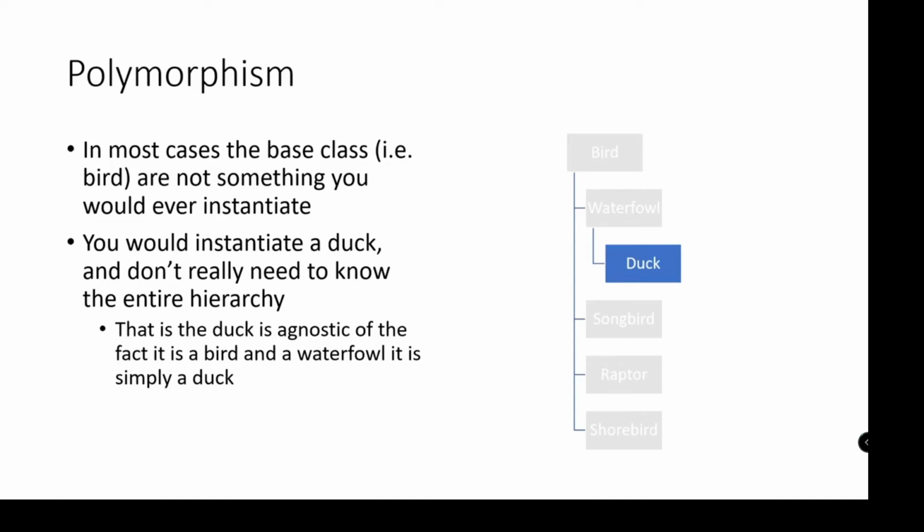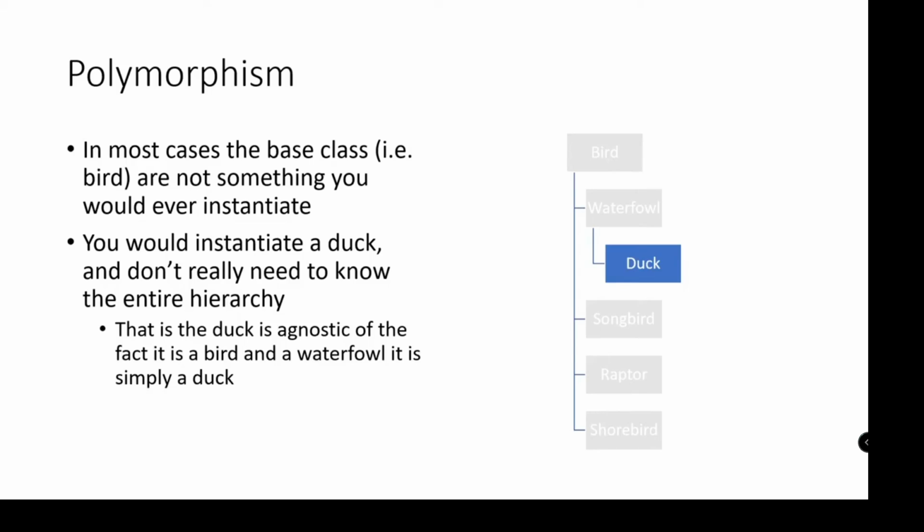Therefore, when we create a duck, if it's inherited information from waterfowl and bird, we're kind of agnostic to that. We don't really need to know that a duck is a waterfowl is a bird, because it honestly doesn't matter as far as the compiler or interpreter is concerned. So we just don't mess with it. We can just call duck, and duck will do everything we need it to do.